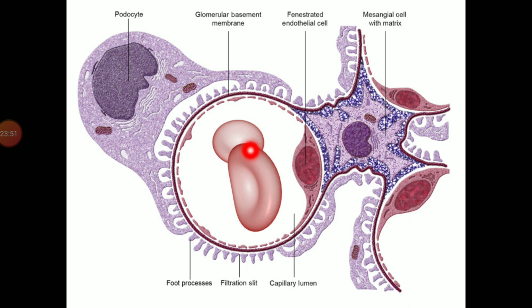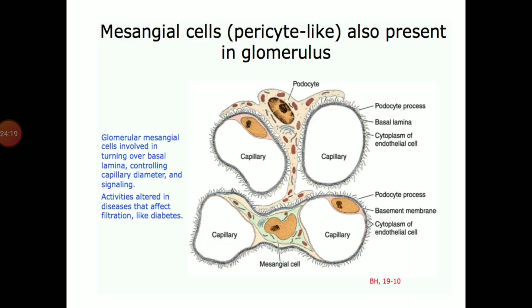So obviously the blood has to be filtered from this capillary into the lumen of the Bowman's capsule, that is Bowman's space. So it has to travel firstly through this endothelial layer, which is fenestrated, and then it would go through the basement membrane, and then it would go through the foot processes of the podocyte. And this whole thing can even be controlled by another group of cells lying between the basement membrane. These are the mesangial cells.